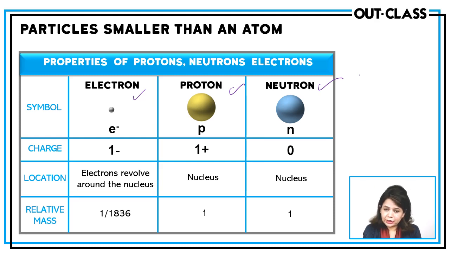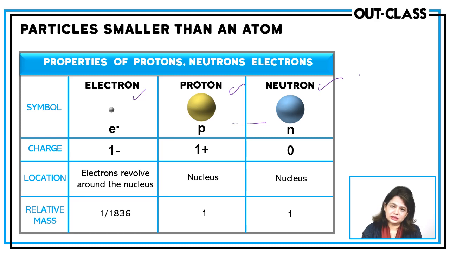Location, you should know about these particles: electrons revolve around the nucleus in shells or orbits. Protons reside in the nucleus. Similarly, neutrons reside in the nucleus. Both of these are nucleon particles, you must remember.